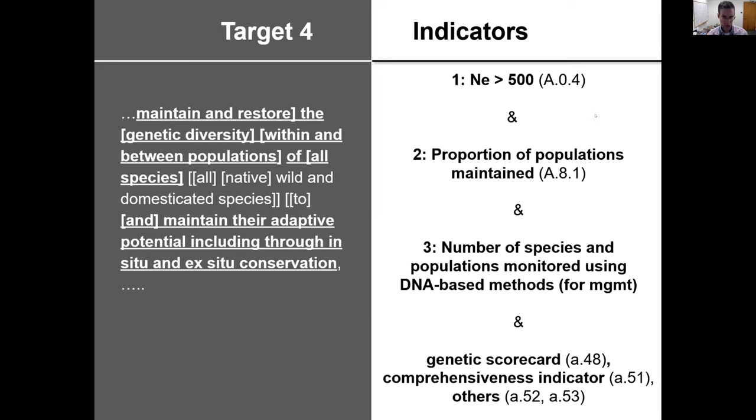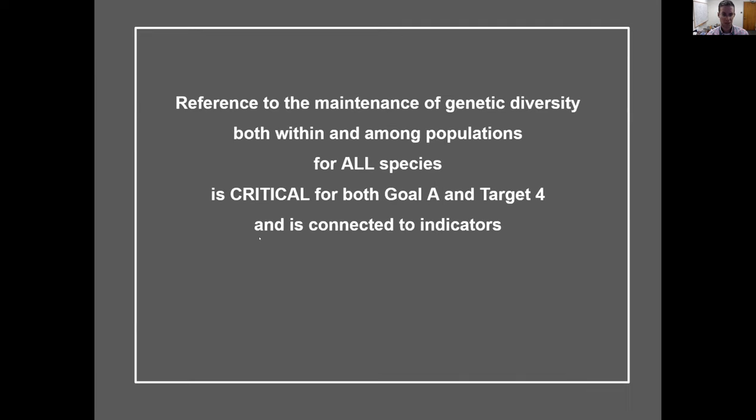All of the indicators can be used, including this one on DNA-based monitoring, because that informs restoration and management. The genetic scorecard and other complementary indicators are also connected to Target 4. So reference to maintenance of genetic diversity within and among populations is a vital part of the GBF, and the indicators are connected to current wording for Goal A and Target 4.